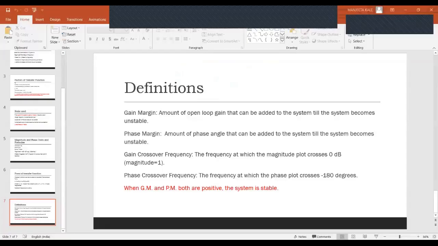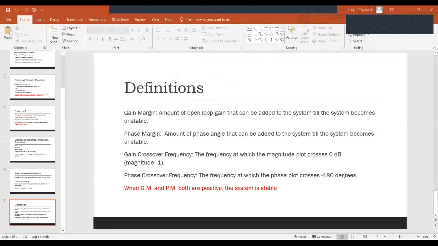Gain margin is nothing but the amount of open loop gain that can be added to the system till the system becomes unstable. I hope this is clear now. Same is with phase margin, and we have seen omega GC and omega PC as well. Please understand, gain crossover occurs when the magnitude plot crosses 0 dB. That means the actual magnitude is 1. In dB, it becomes 0. And phase crossover frequency is the frequency at which the phase plot crosses minus 180 degrees. Okay, and when both margins are positive, the system is stable.